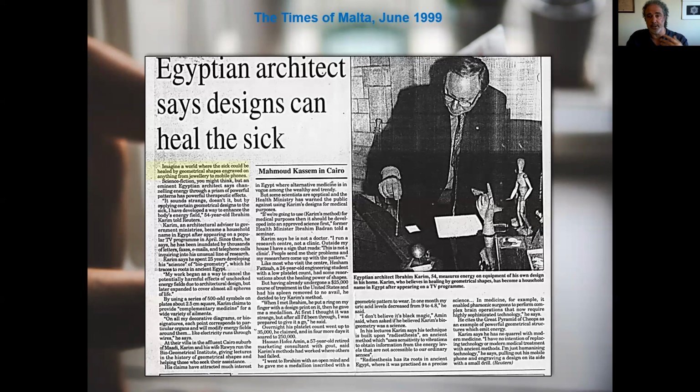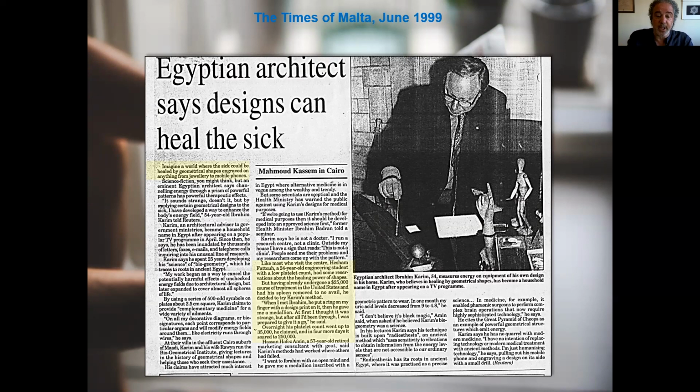And this article continued to extol the virtues of biogeometry, so to speak, with such stories, for instance, as this one. Hisham Fatsuh, a 24-year-old engineering student who had a low platelet count. He had a medical problem. He had already undergone a $25,000 course of treatment in the United States, even had his spleen removed to no avail. So he had nothing to lose and decided to try Dr. Karim's method.